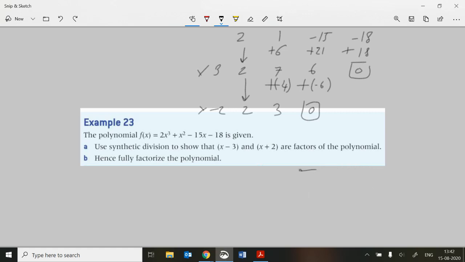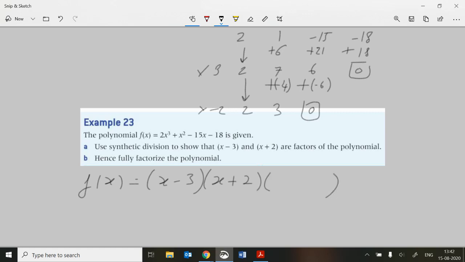Okay. So next part, it says B, hence fully factorize this polynomial. Okay, so fully factorize this polynomial. Well, we've now got our f of x is definitely equal to x minus 3 and x plus 2.